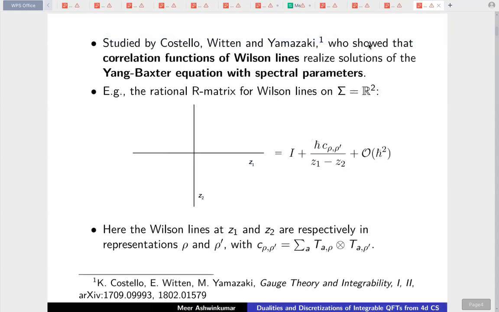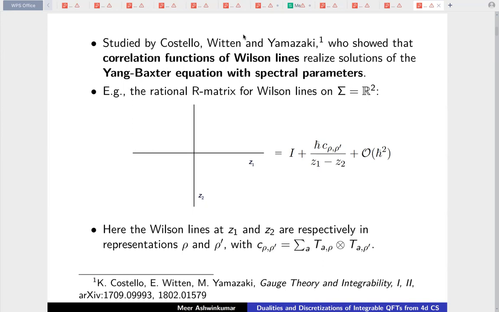So what kind of integrable models can one realize using 4D Chern-Simons theory? The first example is the lattice models, the integrable lattice models which are underlaid by the structure of the Yang-Baxter equation with spectral parameters. So there are a large class of integrable lattice models that are integrable because the Boltzmann weights that give rise to these integrable lattice models are elements of a particular matrix known as an R matrix.